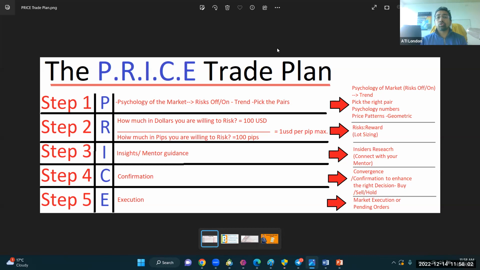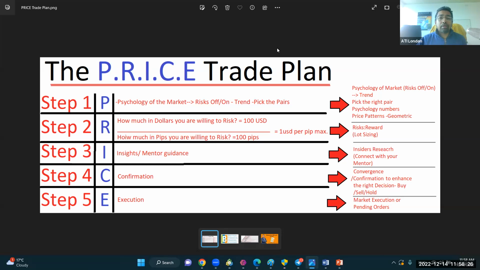and then I'll also demonstrate my self-found strategy called the geometric pattern. It's a pattern strategy that I've been using all throughout my trading career as well. This is where I would be assisting most traders to understand how we apply the PRICE trade plan.